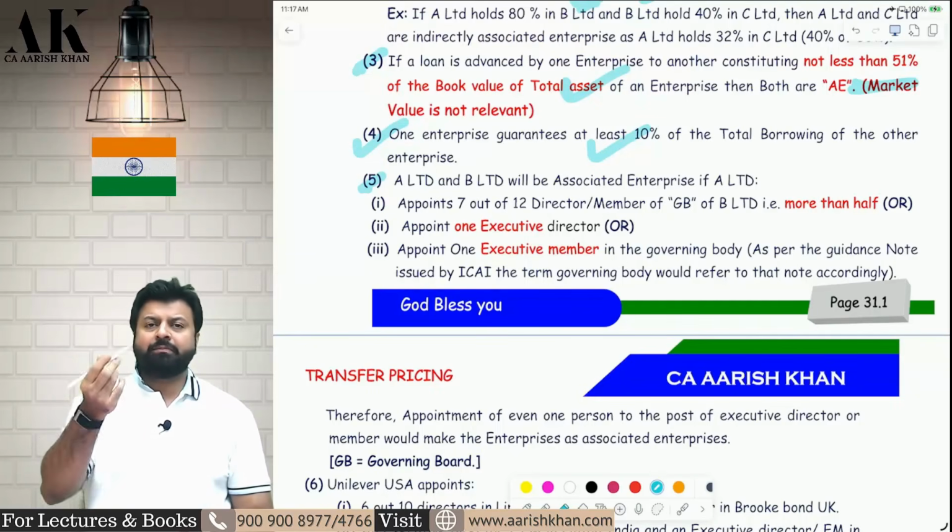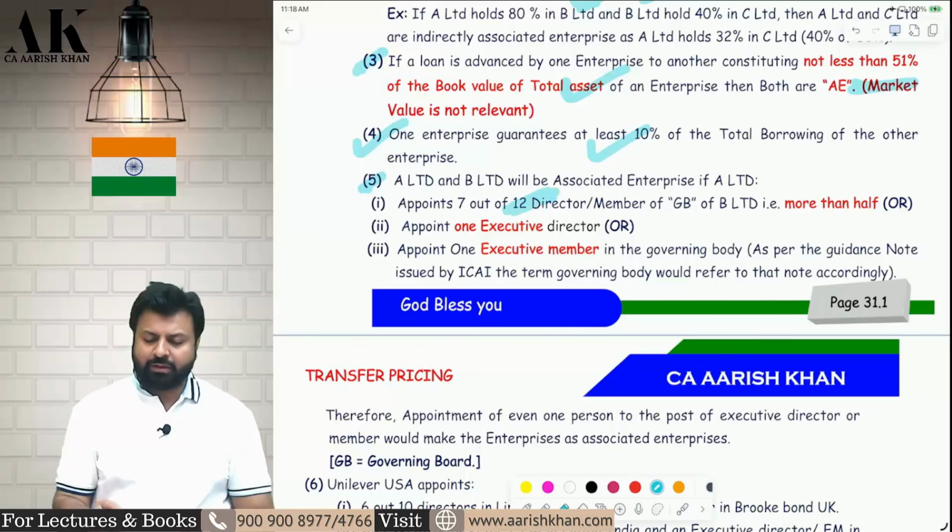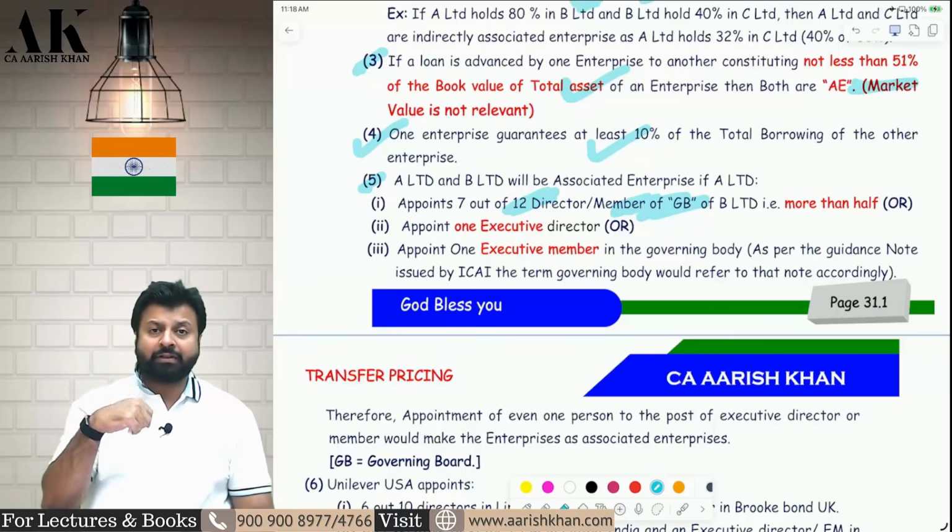Suppose I am one company, you are another company. If I appoint more than half of the directors of your company, or if I appoint more than half of the members of the governing board of your company, we both are associate enterprise.